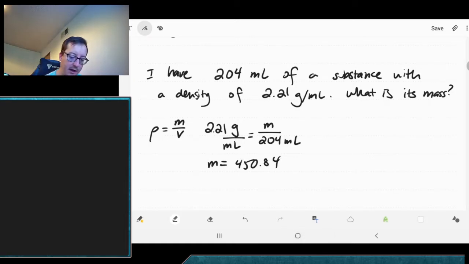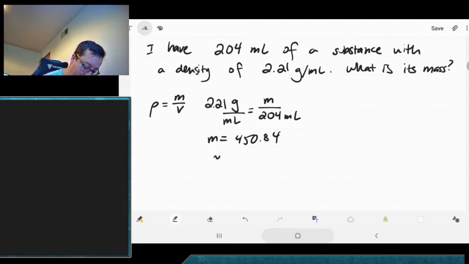450.84. Looking at these numbers, they both have 3 sig figs, so we're going to want to round our number to 3 sig figs. Notice our unit will be grams. The milliliters cancel out, so we're going to get grams here. So we can use the formula. Works just fine.